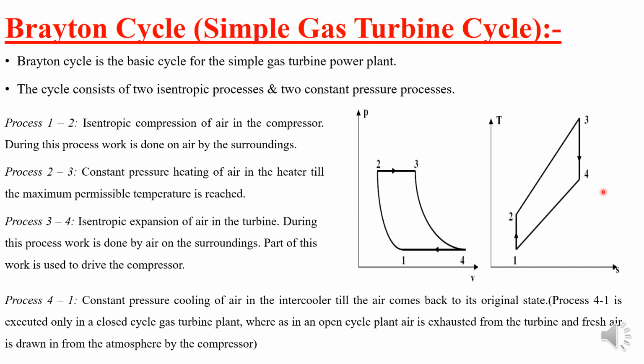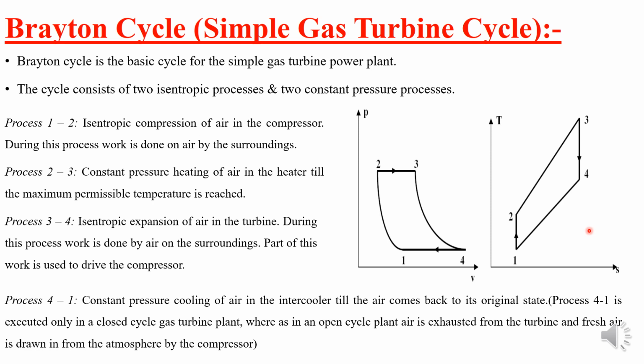Remember, you just draw the diagram according to the question. If in the question they have asked open cycle gas turbine means, then you should not show this line, that is 4 to 1 should not be there on the PV diagram as well as TS diagram. Remember, heat rejection process won't be there. So heat rejection process will be there only if you are using that working fluid for another cycle, that is for closed cycle only.